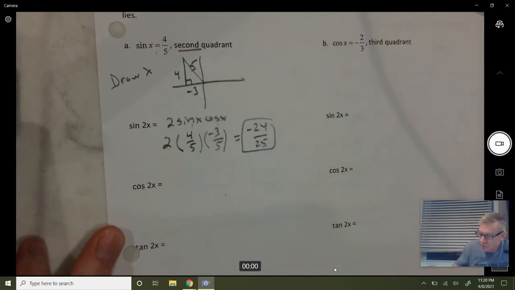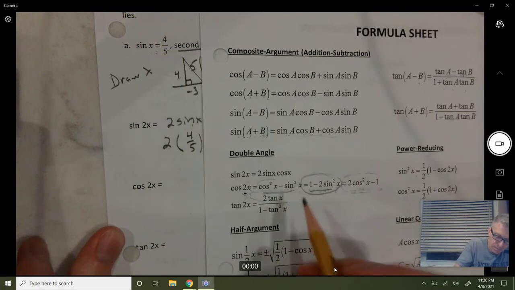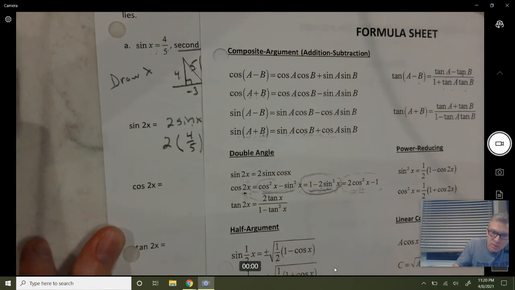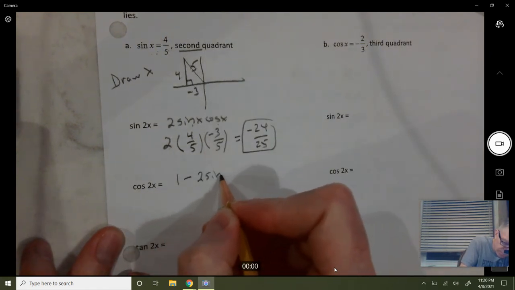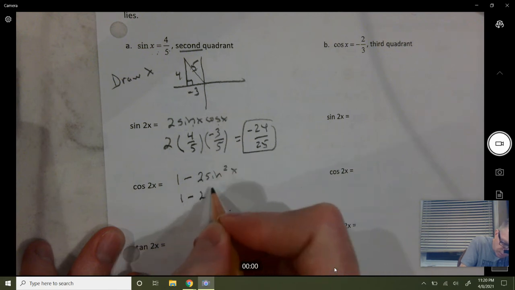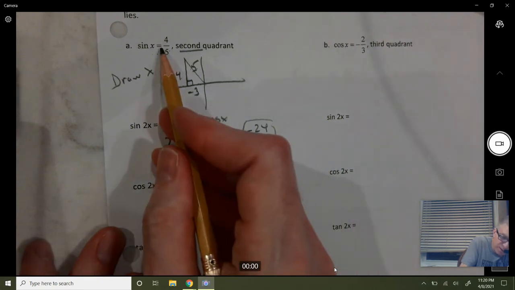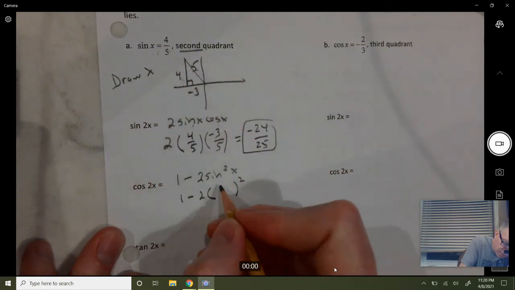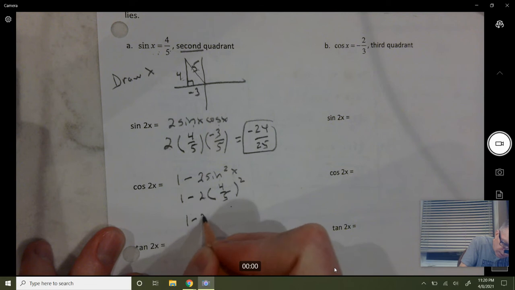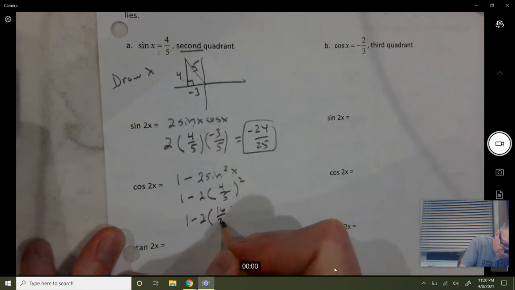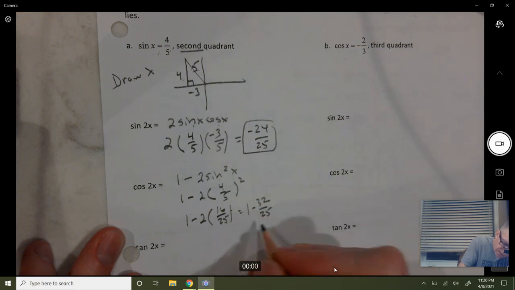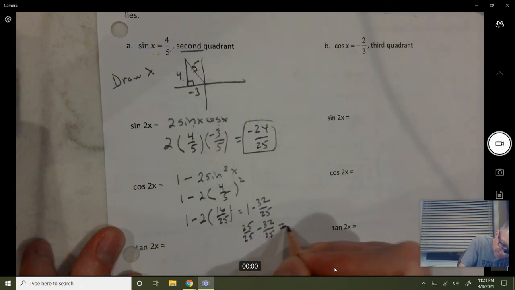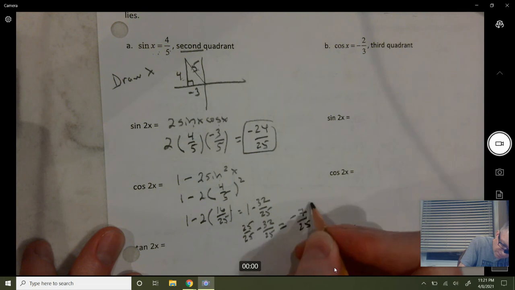Cosine 2x, you have 3 choices. Let's just pick the second one, 1 minus 2 sine squared x. All 3 should give you the same answer. So 1 minus 2 times the sine of x squared, and the sine of x was given. We can also see it in our picture, 4 over 5. So 1 minus 2 times 16 over 25, or 1 minus 32 over 25. That's going to be 25 over 25 minus 32 over 25, and we get negative 7 over 25.